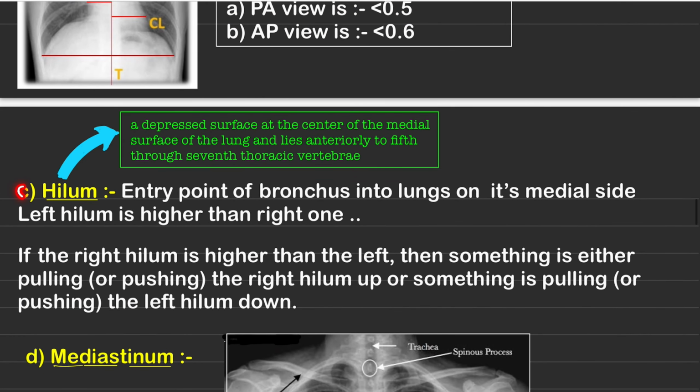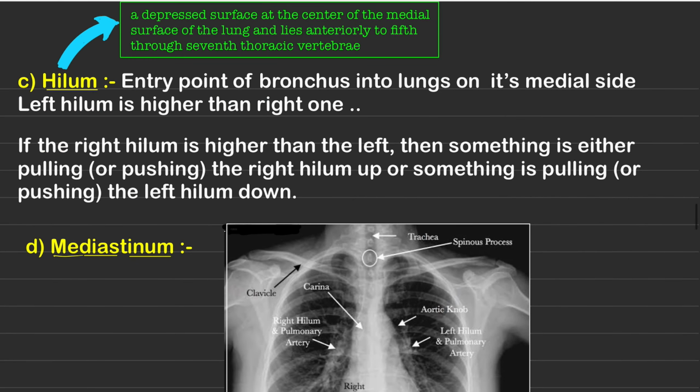Next one is the hilum. This is the depressed surface, any depression, on the medial side, so the convex side is on the lateral and concave on the medial side. So these are the lungs. Here you can see the hilum, the convex part is on the lateral side while the concave part is on the medial side. The depressed surface is the center of the medial surface of the lung, and it lies anterior to the 5th through 7th thoracic vertebrae.